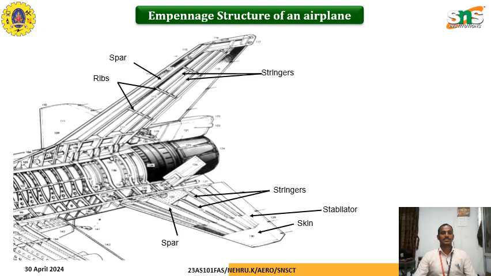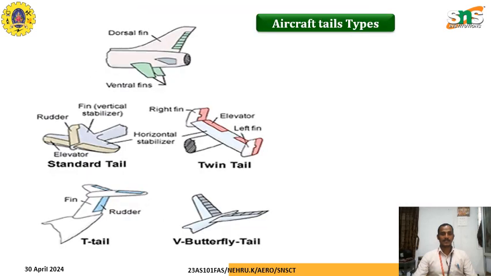So in the empennage structure of the airplane, we can see from this picture, the spar is located in both the horizontal and vertical stabilizer. Stringers are also located in both the horizontal and vertical stabilizer. The control surfaces are covered by skin surface.